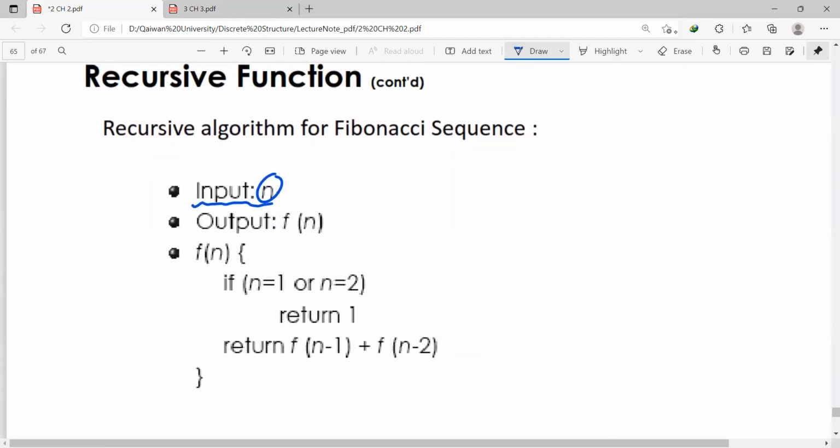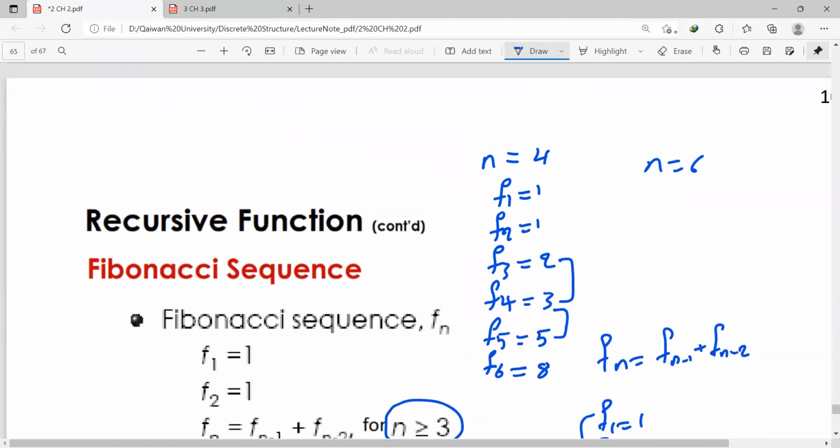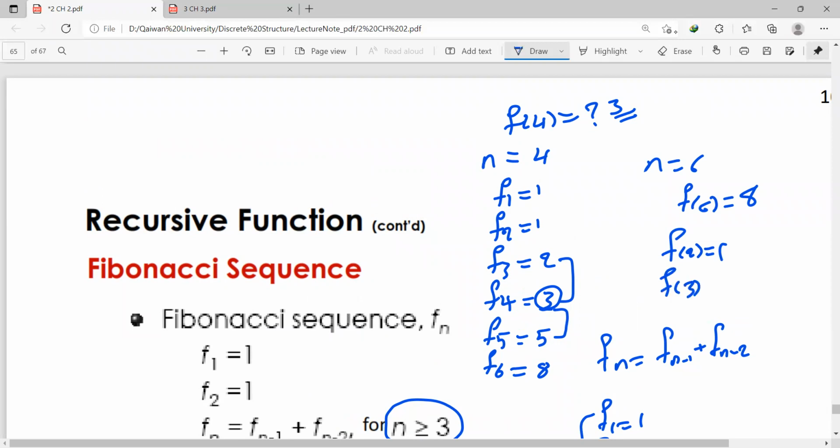Here, in the algorithm we must have input and output. The input is n. How about the output? It is F(n). So for n to be 4, what's F of 4? It is 3. How about F of 6? It's 8. The output is the value of the last term. How about F2? 1, yeah. How about F3? Yeah, that's it. Only the value of the term.